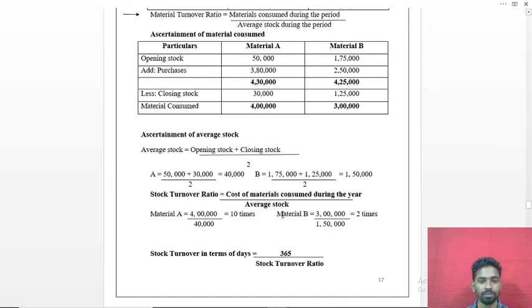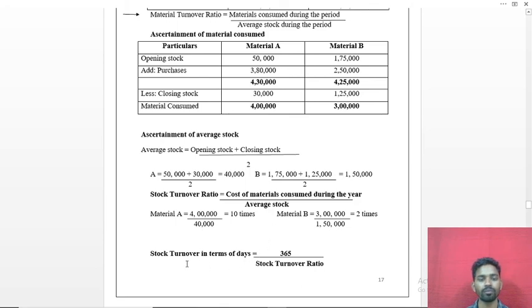What about material B? The material consumed during the year for material B is 3 lakh, divided by the average stock of material B, 1,50,000. That is equal to 2 times. Like this we have to calculate.